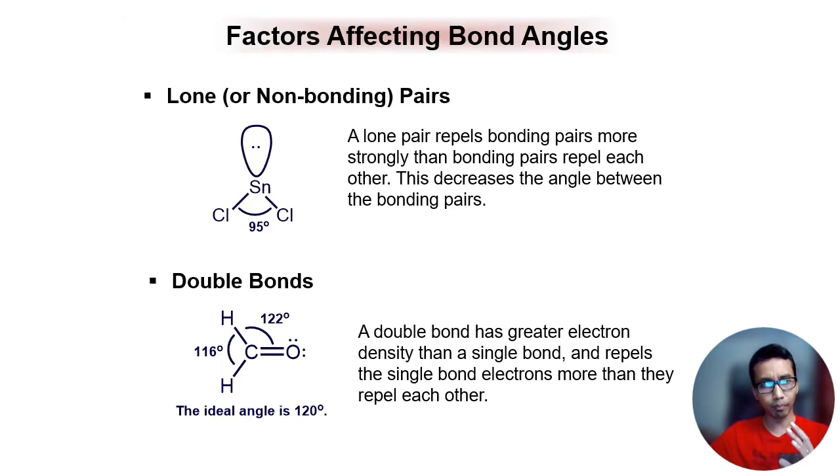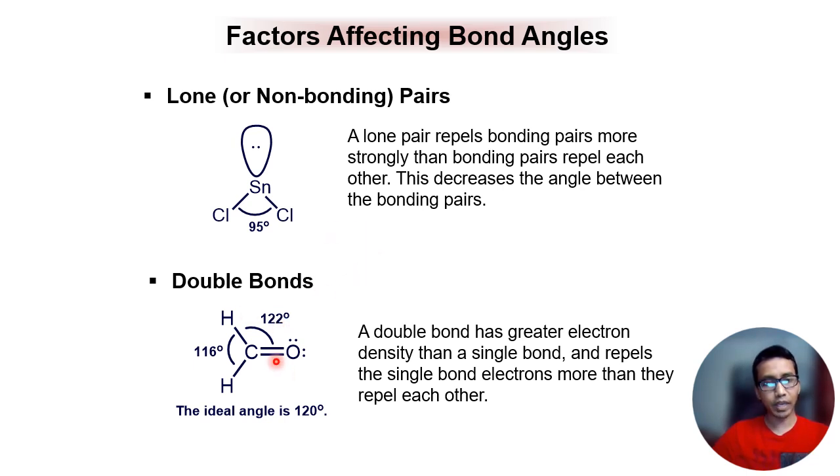For lone pairs, or non-bonding electrons, we know that they actually repel the surrounding bonding electrons more strongly. As a result, in this case, as you can see, these lone pair electrons basically repel the Sn-Cl bond much more strongly, causing it to have an angle of 95 degrees instead of 120 degrees, which, for example, we would expect for a trigonal planar shape.